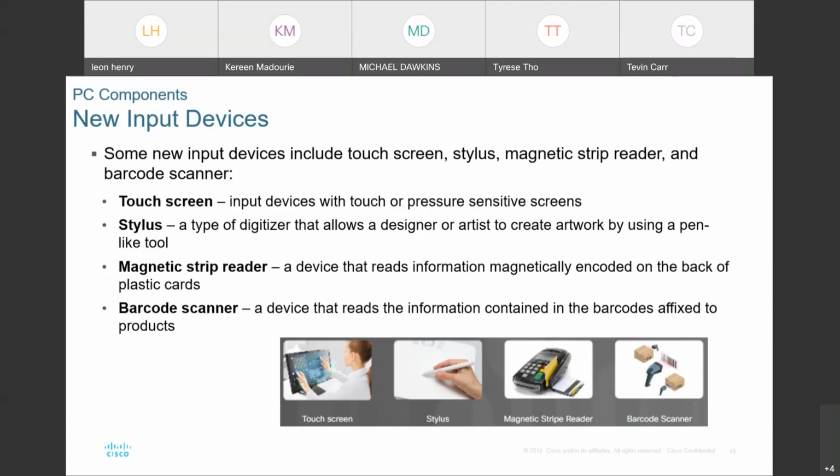Then we have the barcode scanner, a device that reads the information contained in the barcodes affixed to the products. And we all know what a barcode looks like, right? Everybody should know. Class, do you all know what a barcode looks like? Yes. Right. Yes, sir. All right, so we have the barcode scanner and we know where they are. We see them in the stores, in the supermarkets and so forth, where they scan the items that you are purchasing, and it brings up the price and the description of the item that you are purchasing onto the screen. So those are new input devices.